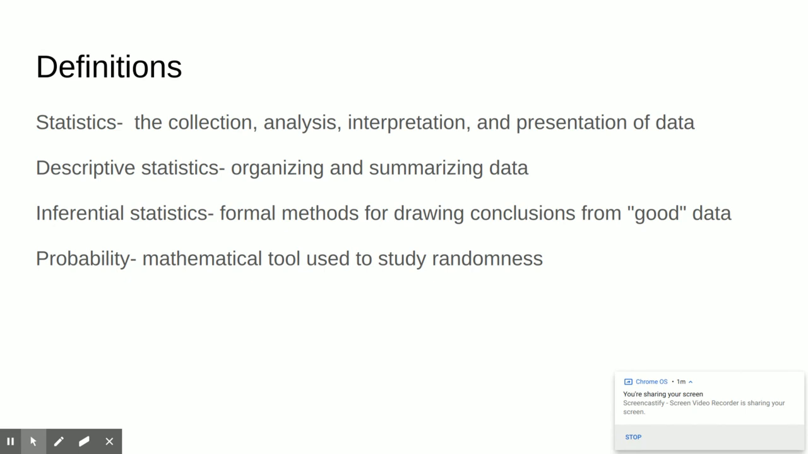Lost somewhere in there is the whole idea of probability. And probability is just a mathematical tool used to study randomness. There is a lot of probability, of course, on the ACT, so I will be spending an entire unit in between descriptive statistics and inferential statistics talking about probability to hopefully help those ACT scores.